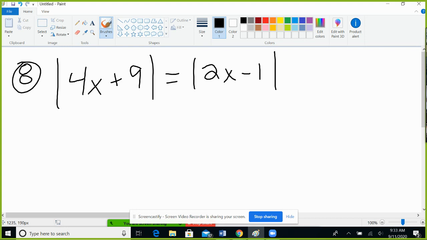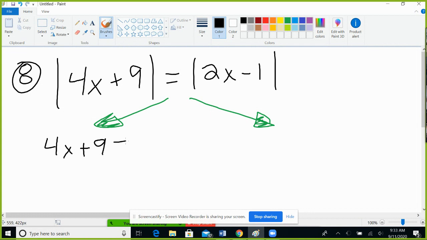So what we have is an absolute value on one side and an absolute value on the other side. So what we need to do is, we're already at that stage, so we're going to turn this into two different equations, our positive and our negative equation. But this is where it's kind of cruxy. We have 4x plus 9 equals 2x minus 1.